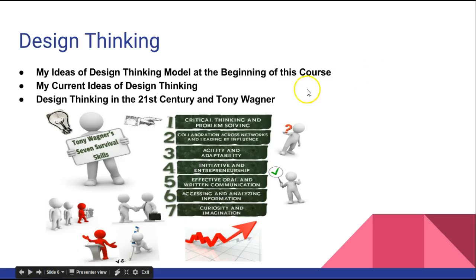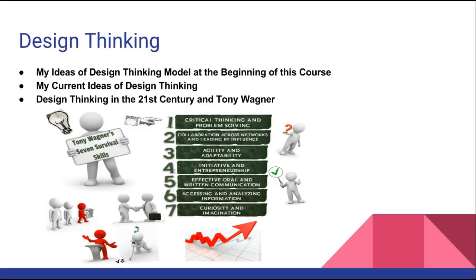So my idea of design thinking at the beginning of this course was a bit ominous. I was overwhelmed by the process itself, seeing the steps and seeing what we needed to accomplish by the end of the course. My current idea of design thinking is that it is a brilliant idea for creating solutions to common problems within the school or within the district at large, because you are collaborating and you are constantly revising and communicating with others in order to reach a solution to the problem.